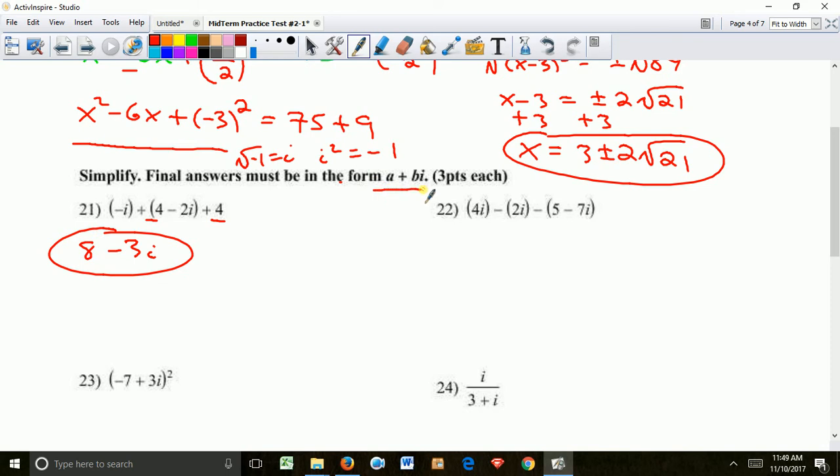The next one, you've got to distribute a minus sign. So here you get 4i minus 2i minus 5 plus 7i. Again, you're using the law of distribution, distribute the negative 1. Combining like terms, real part first, so you've got negative 5. Combining like terms, you've got 4i minus 2i, which is 2i, and 2i plus 7i, which is 9i.